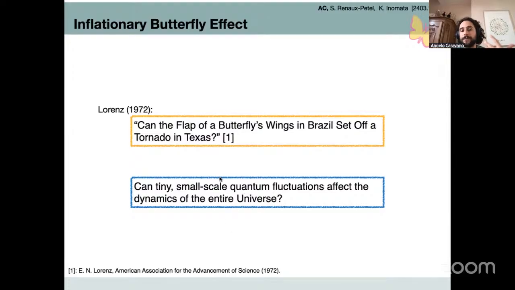And here we are building this analogy. It's just an analogy. Of course, it's very different, but it's an analogy that can help us a little bit in picturing what's going on. The equivalent here is, can these tiny, small-scale quantum fluctuations present on sub-horizon scales, and also on much, much smaller scales than the CMB, completely affect the dynamics of the entire universe? So this link with a chaotic system is quite relevant in this case, as we have seen.